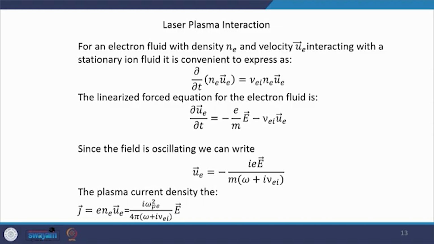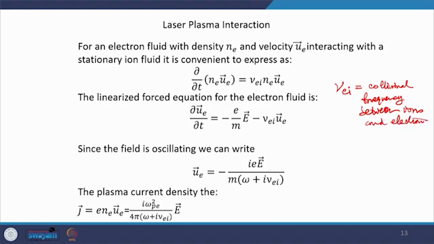In that case, when electron-ion collisions take place, we can use the equation del t Ne ue equal to the momentum transfer due to those collisions, where nu ei is the collision frequency between ions and electrons.